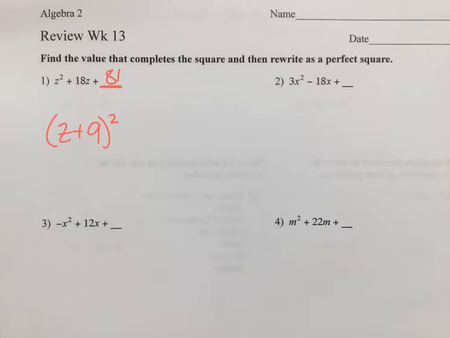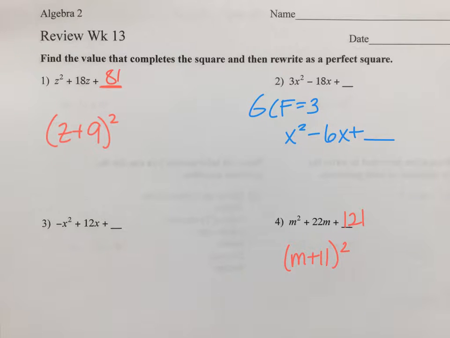Number 4 is very similar. Split 22 in half and you get m plus 11 squared. And then 11 times 11 is 121. Now 2 and 3 are a little bit different because they have a number in the front. Remember that number, we have to treat it as the GCF. And then we have to divide our problem by that number.